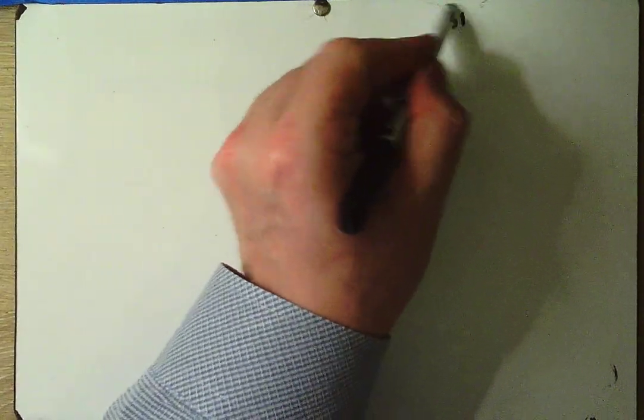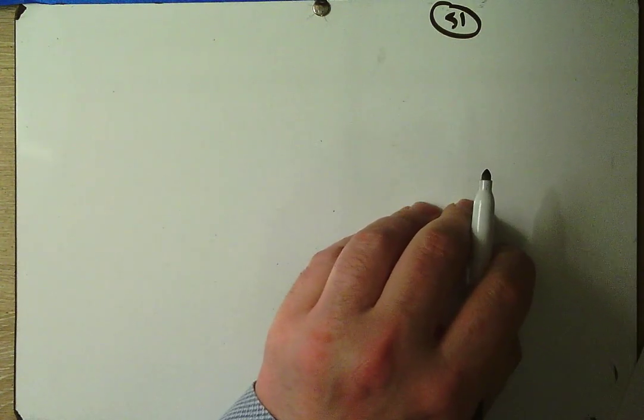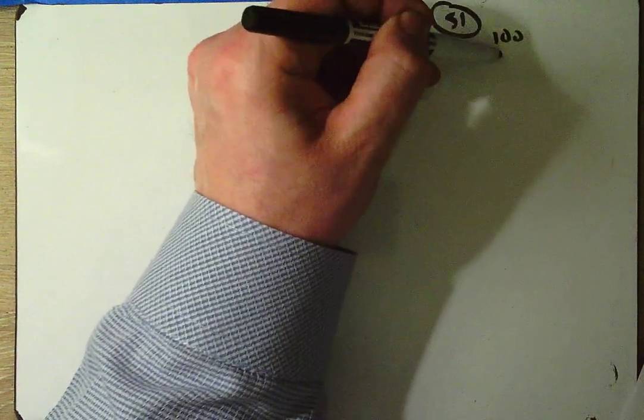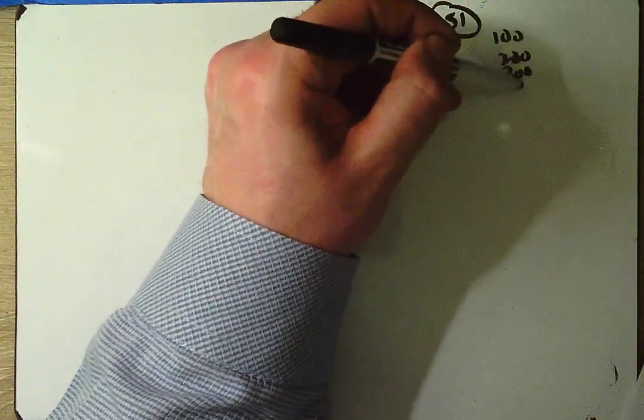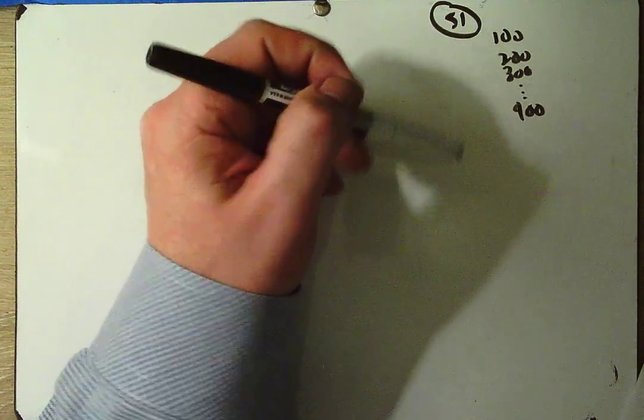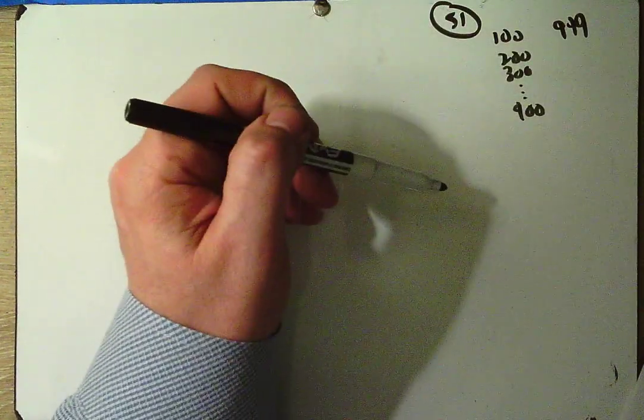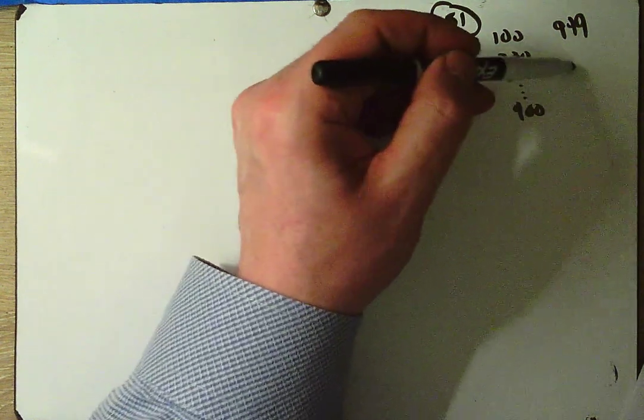Okay, 51. An integer from 100 to 999 inclusive is chosen at random. What is the probability that the number chosen will have a 0 in the ones digit? Okay, a 0 in at least one digit. Well, so if I start off with these numbers, 200, 300, and so on until I get to 900, because 999 doesn't end in 0. These numbers, there are 9 of them.